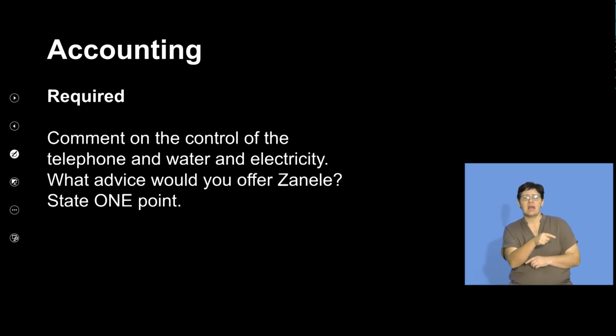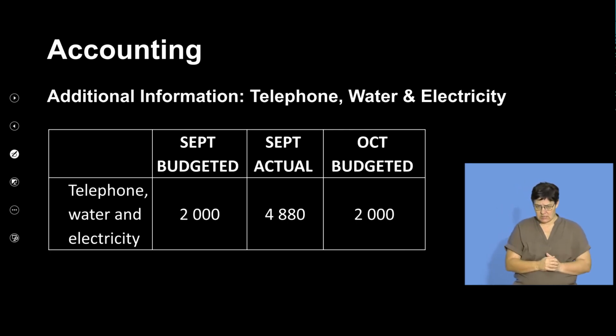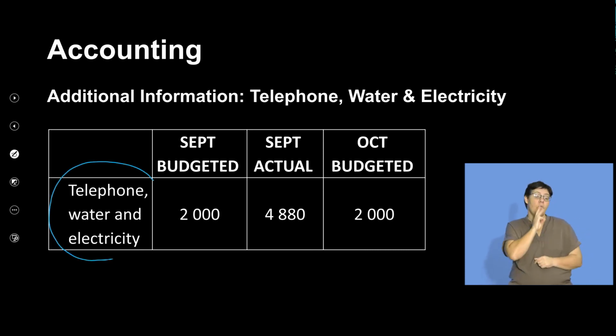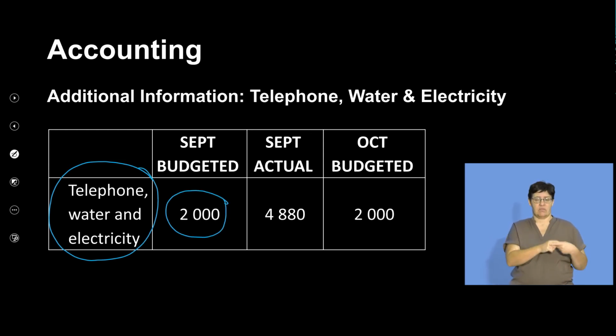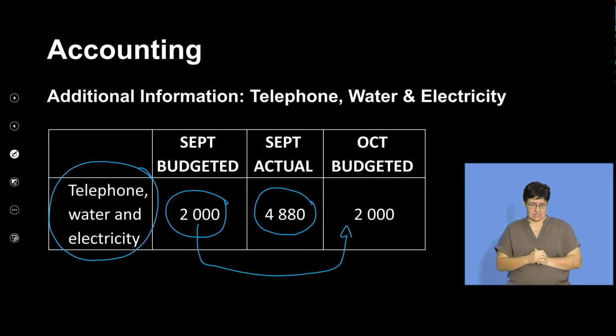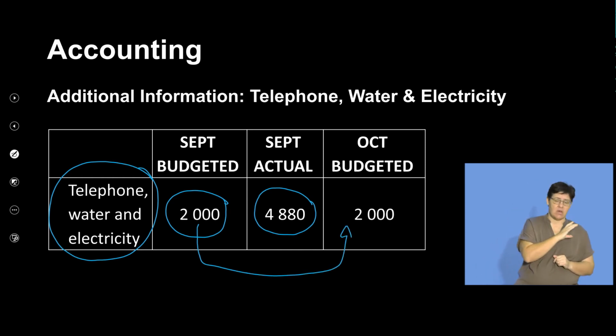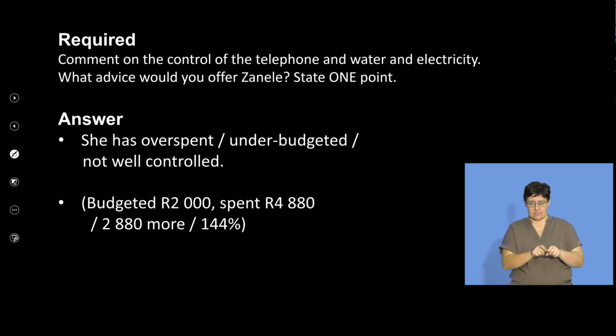State 1 point. Okay, firstly, look at the information that we are analyzing. We're looking at telephone, water and electricity, so that's the component. We budgeted 2,000 Rand. We actually spent 4,880, right? That's your October budgeted figure, as you can see, the same as your September one. Right, now, how will we respond to something like this here?